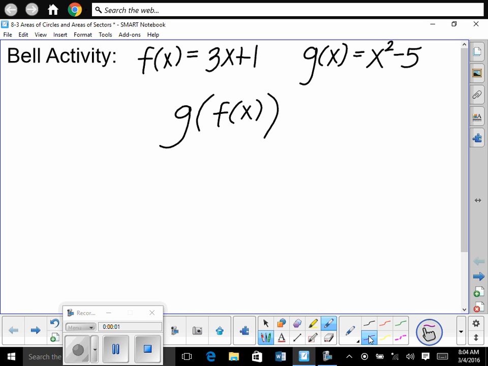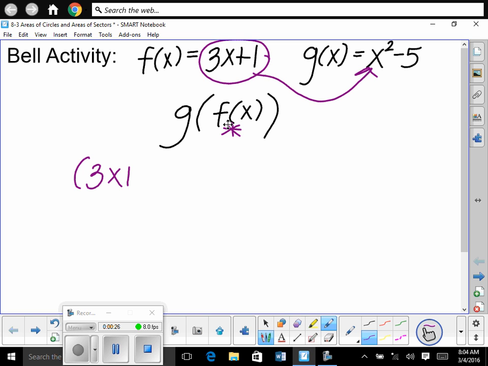Okay, so we're given two functions, f of x and g of x. We're finding g of f of x. So we know that this is function composition, and this is g of f of x. F of x is on the inside of the parentheses, so that's the function we're plugging into the other function. So we locate f of x. There's our function f of x. We're plugging it into function g wherever there's an x. So instead of an x there, we substitute in 3x plus 1, right? So we have (3x plus 1) squared minus 5.